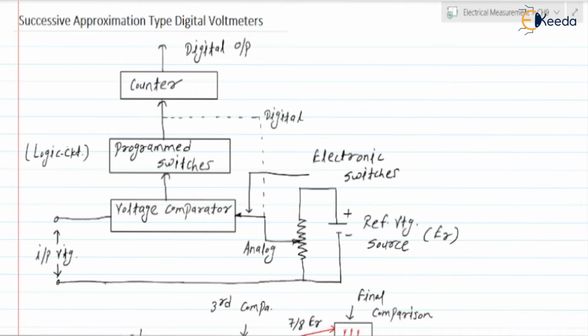If the unknown voltage is greater than 50% of the ER, the voltage comparator generates the output accordingly, and the programmed switches will be adjusted and give the output, because here we have taken the feedback. Due to those electronic switches, we again vary this voltage. It is like a closed loop type system. That is why they have used the word approximation. So let us discuss how it works.